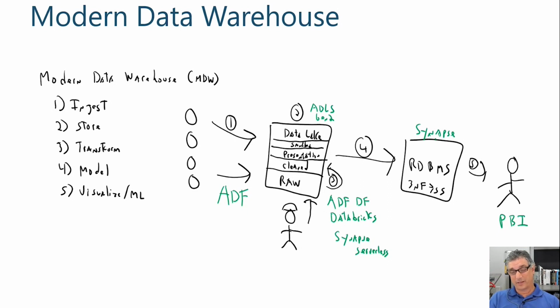But for those end users who are not data scientists, who need it in a way that's much easier for them to understand and query, that's where step four comes in, where they model the data. So instead of being this file format structure, you copy it over into a relational database. Now IT is doing this. IT is doing this work up front.